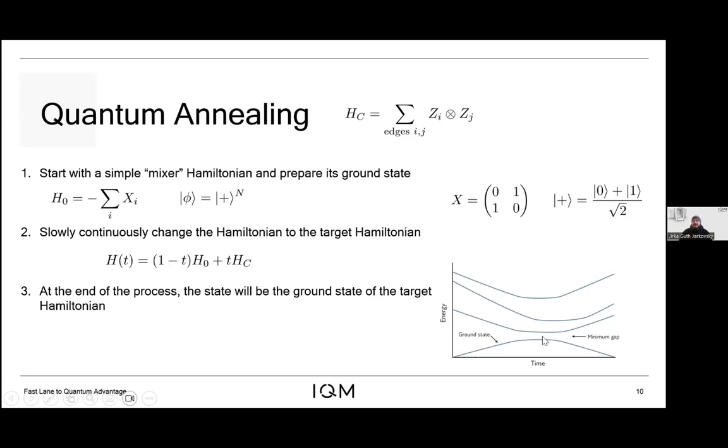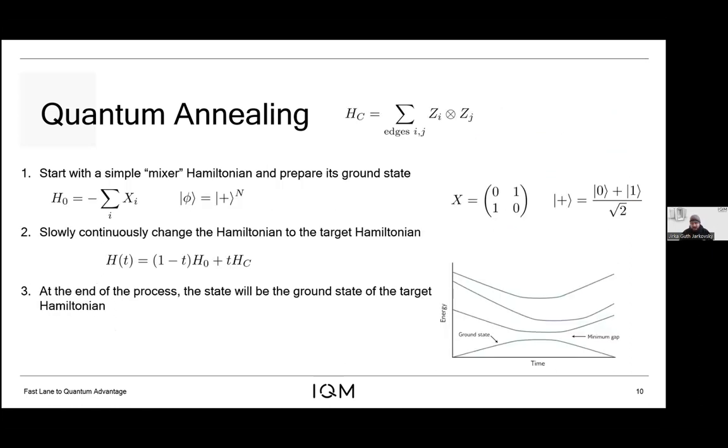in the ground state. And here we need to be careful about the gap between the ground state and the first excited state, because if it gets too close, then it might be possible that the state jumps up. But if you do it slowly enough, it remains in the ground state. And so at the end, we have the system in the ground state of this difficult cost Hamiltonian. And all we have to do is just measure the state, and we have a solution to our problem, theoretically at least. There are a lot of asterisks about the details of quantum annealing, but this is the idea as it is.